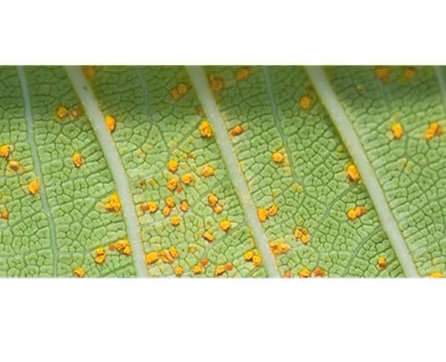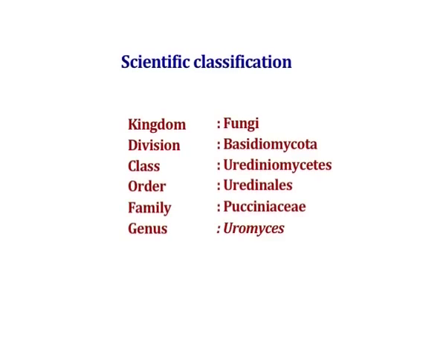The fungus attacks leaves, stem and inflorescence. The infected portions become hypertrophied, cankers develop at the affected portions, especially on the stem, and blisters or swellings are formed on the leaves. Now coming to the scientific classification of this pathogen. Kingdom is fungi, division Basidiomycota, class Urediniomycetes, order Uredinales, family Pucciniaceae, genus Uromyces.